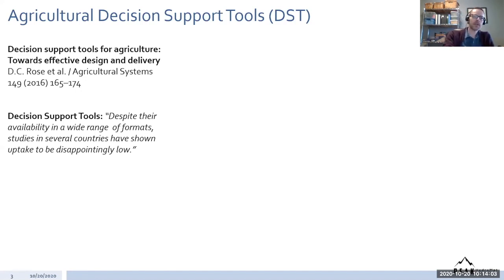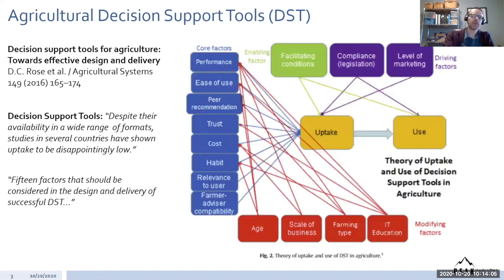It goes into great detail, and I'm obviously not going to go through these in detail, but there are 15 factors that contribute to successful decision support tools. I'll just show these, but there are a lot of factors. Who are your farmers? Age, scale of business, farm type. Most of them are self-explanatory, but things like facilitating conditions: what that means is, is there internet availability? Is there cell phone coverage? Those types of things. So all things to think about.